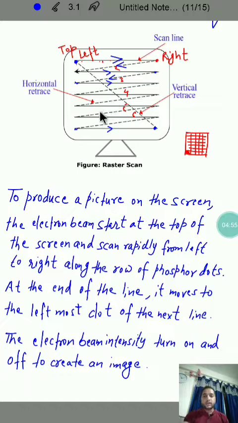Now the next question comes: how will we see the images? The electron beam which is coming from the electron gun with high intensity turns on and off to create an image. In order to understand this, let me draw a computer screen, suppose like that.